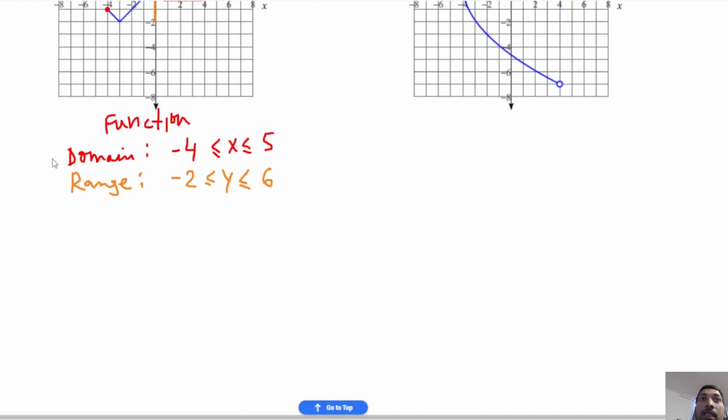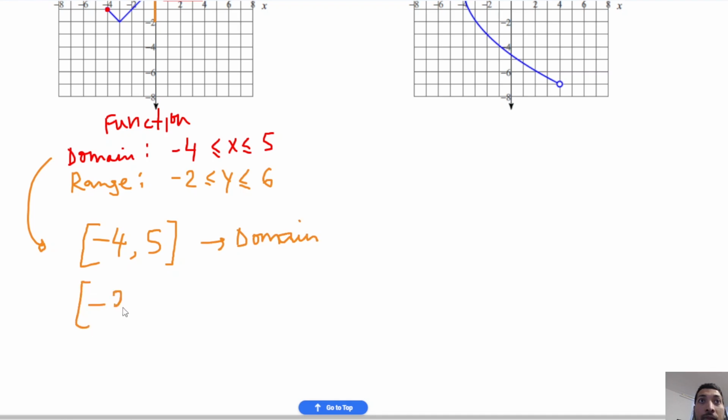Now let's try to convert this into interval notation. For domain, we have -4, comma, the highest value is +5. Now we need to put brackets to represent the inclusiveness of these two values. This is the domain. And for range, we need to put -2, comma, +6. Again, we need to put brackets to represent the inclusiveness of these two values.